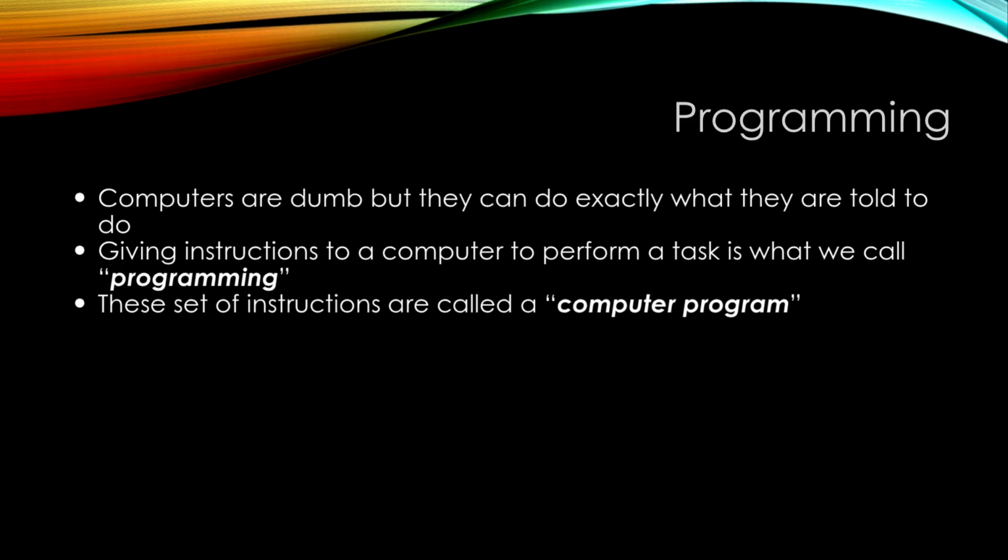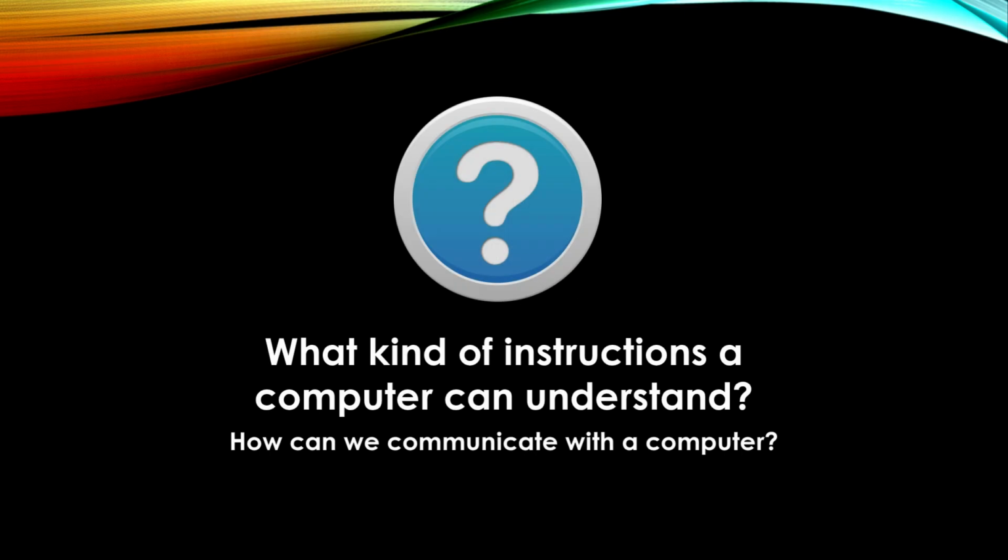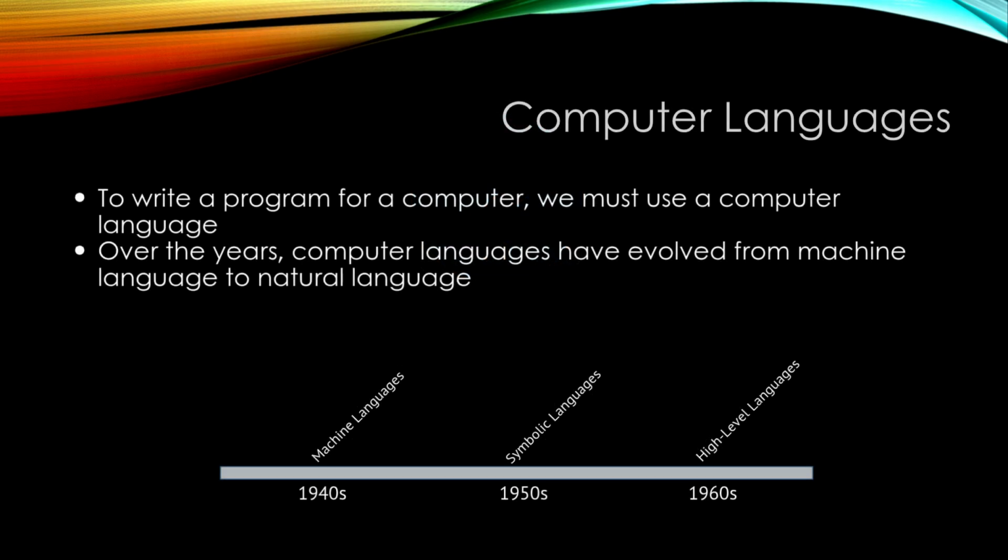Programming. Computers are dumb, but they can do exactly what they're told to do. Giving instructions to a computer to perform a task is what we call programming. These sets of instructions are called a computer program. What kind of instructions can a computer understand? How can we communicate with a computer? To write a program for a computer, we must use a computer language.